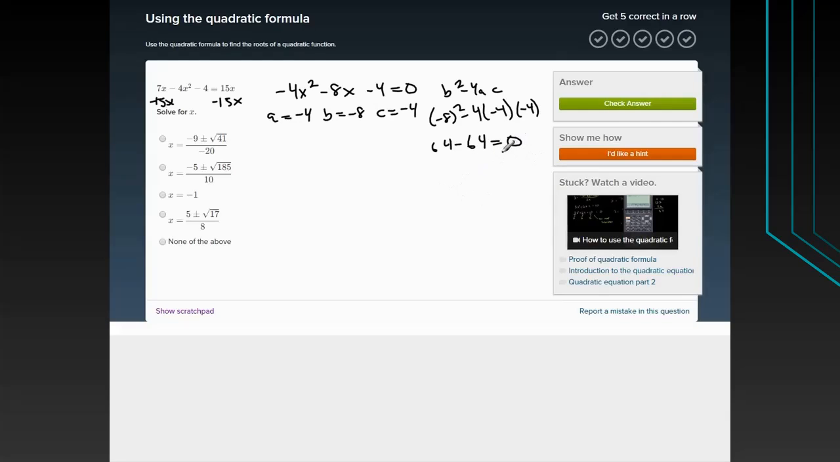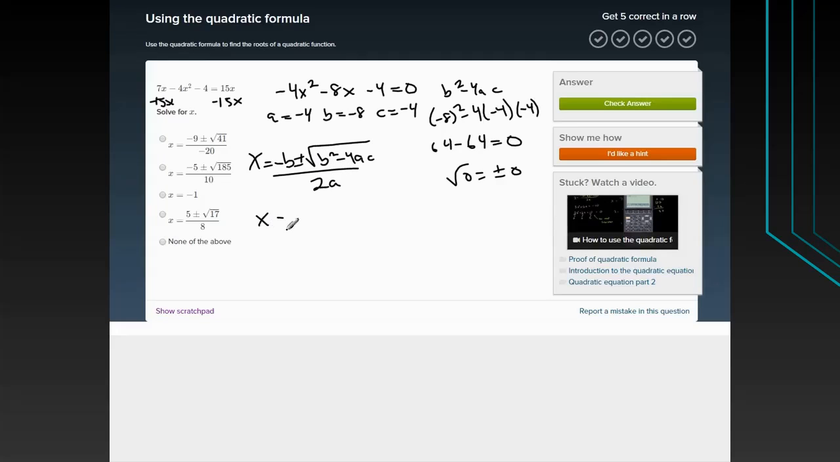Now, this is important because if this is 0, that means I only have one solution. Because when I take the square root of 0, it gives me plus or minus 0, which really isn't going to help do much at all to my problem, because positive 0 and negative 0 give you the exact same thing. So now let's look at the quadratic formula. Quadratic formula is x equals negative b plus or minus the square root of b squared minus 4ac all over 2a. And we've already done this square root piece.